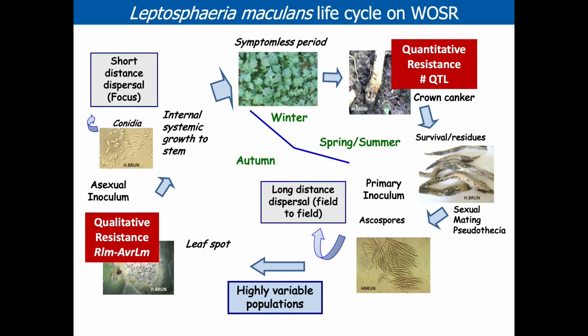Qualitative resistance controlled by major genes is effective from young plant stage onwards. It prevents leaf lesion development if resistance genes correspond to avirulence genes present in the fungal population. Quantitative resistance is controlled by many QTL, for quantitative trait loci, each having a low to moderate effect on resistance. This quantitative resistance limits the necrosis development at the crown of the plants.